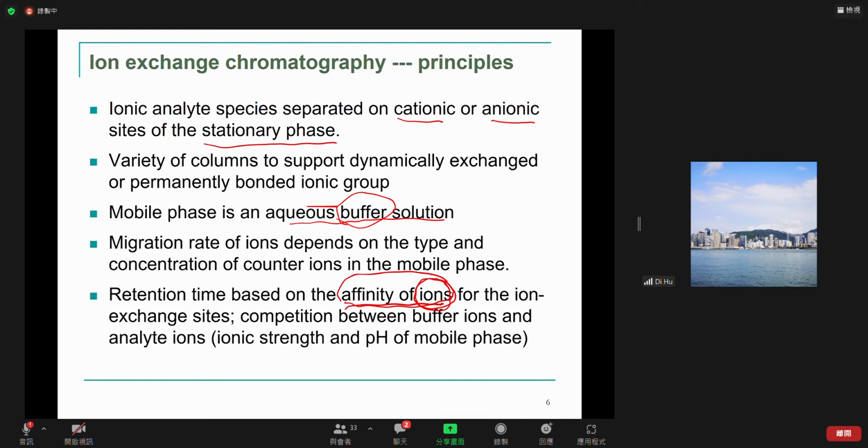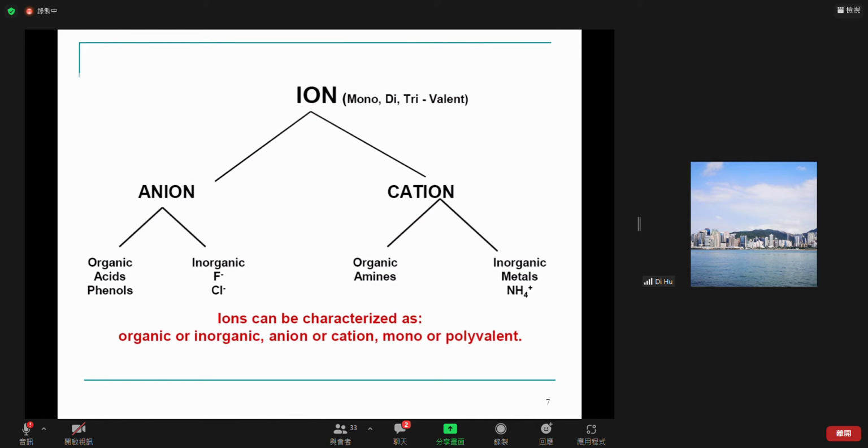Later on, when we talk about the charge density, which is the ratio of the charge to the size, it is the charge to the size of the hydrated ion. And this determines the affinity. Also the competition between the buffer ion and the analyte ion is greatly influenced by ionic strength, that is the concentration of this buffer ion, the pH of the mobile phase, and so on.